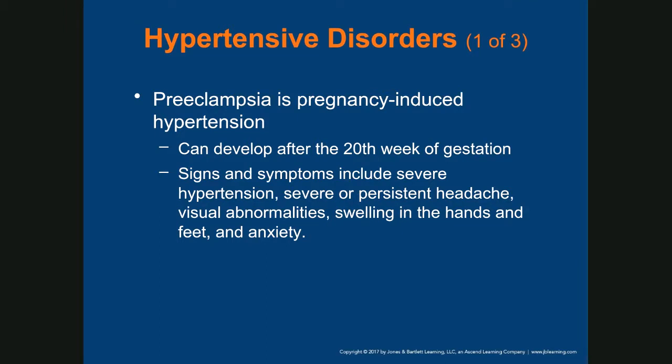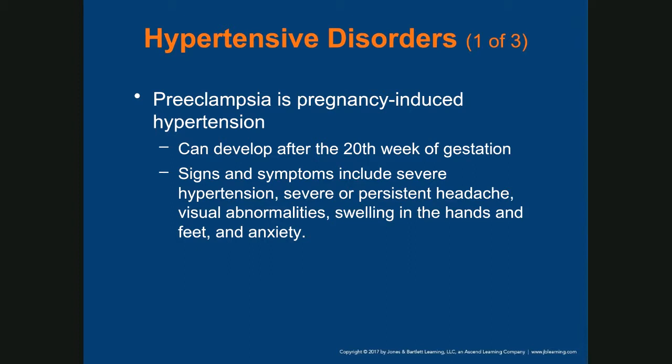It can cause issues with the liver and the kidneys. It can put the mother at risk for pulmonary edema. And worst case scenario, if it is not corrected, the mother can start to have seizures. Now, when the mother starts to get seizures, this is what we call eclampsia. So preeclampsia is the hypertension. That's not the only finding, but that's a key finding, right?